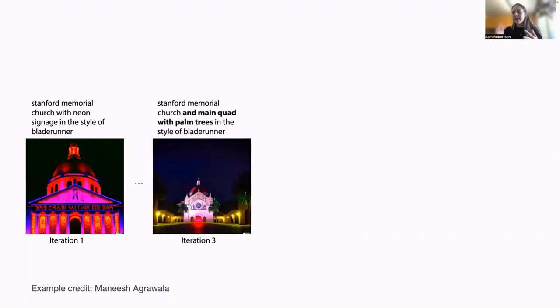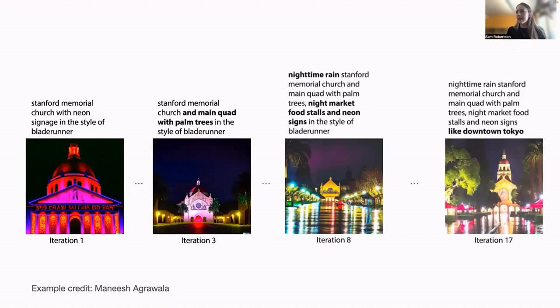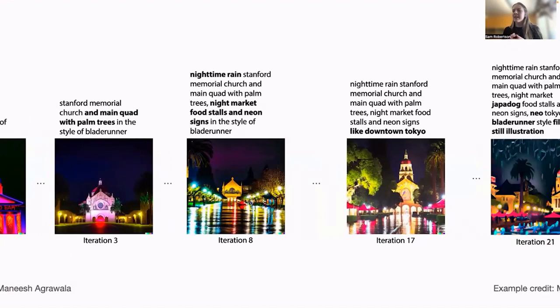Professor Agarwala tried to do this, and this was the first prompt he put into DALL-E: Stanford Memorial Church with neon signage in the style of Blade Runner. And this is the image he got back. But he says that this isn't really what he had in mind. So he tried again, edited the prompt a little bit, and got this. This was maybe a little bit better, still not really what he wanted. So he tried again and again.